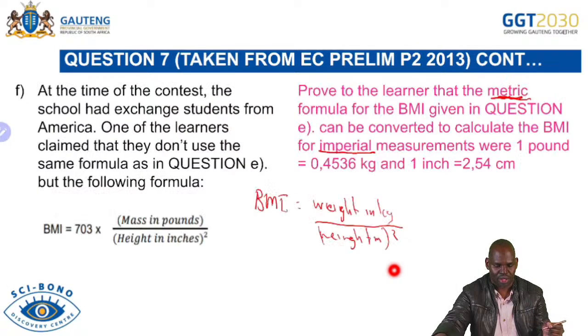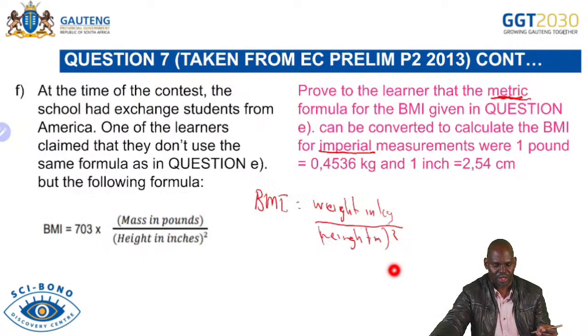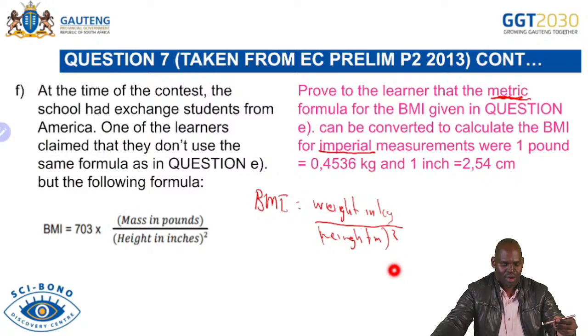Just want to check something. If you check in the table, they just indicate the BMI, but they don't indicate the units there. They just say 18.5, 18.5 to 24.9, 25 to 29.9. Doesn't matter how we calculate it. But in the end, we must get the same answer, right?